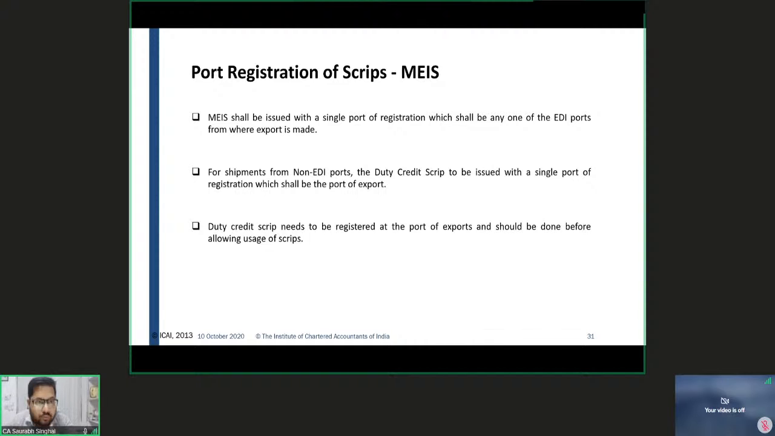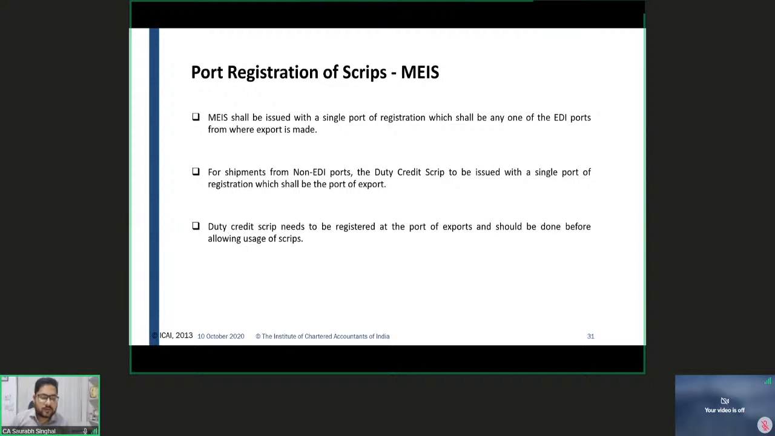Non-EDI ports are more of a manual port. So they say if you are making exports from EDI ports, all ports in India are not EDI ports, then whenever we issue a duty credit script, that duty credit script will be mentioned against a port. And you can only use that duty credit script against imports made in that port, or you will have to transfer the script.